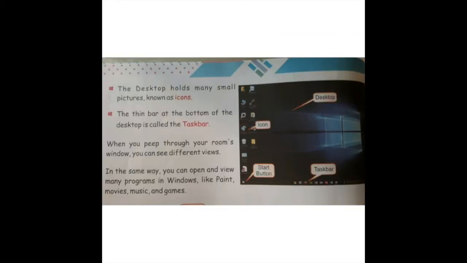So let us just read it together. The desktop holds many small pictures known as icons. The thin bar at the bottom of the desktop is called the task bar. When you peep through your room's window, you can see different views. And this is how the desktop also shows you different views. In the same way, you can open and view many programs in Windows like Paint, Movies, Music.